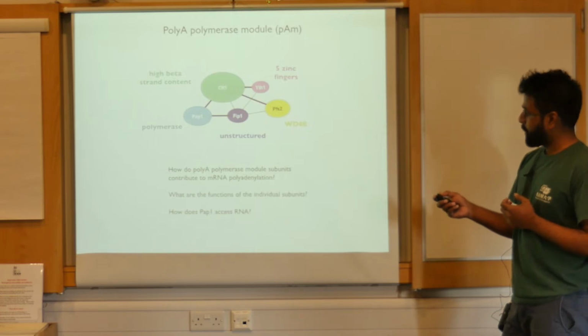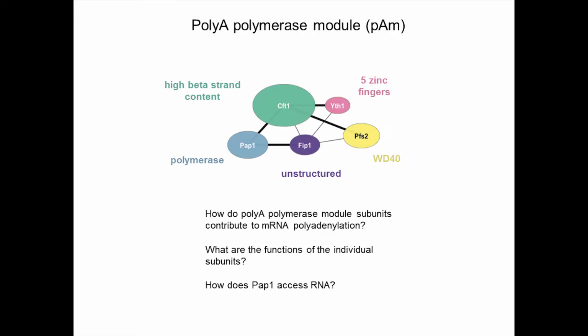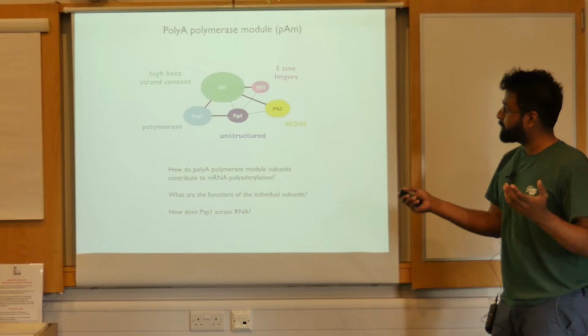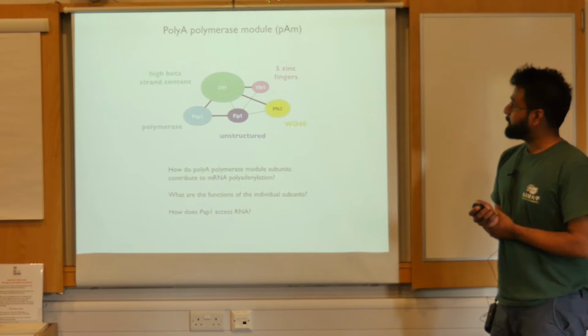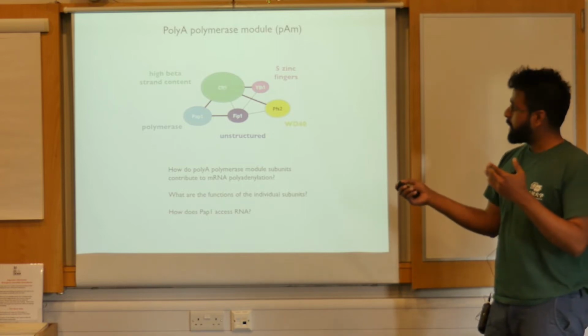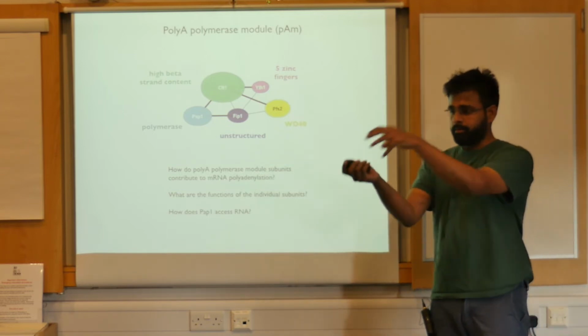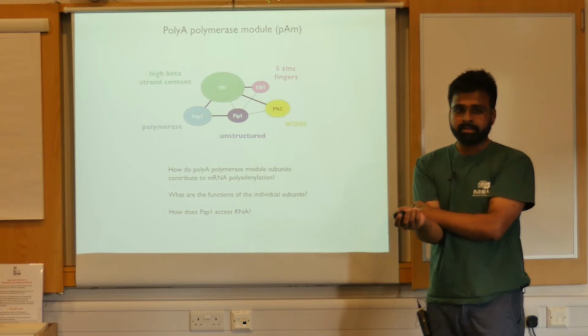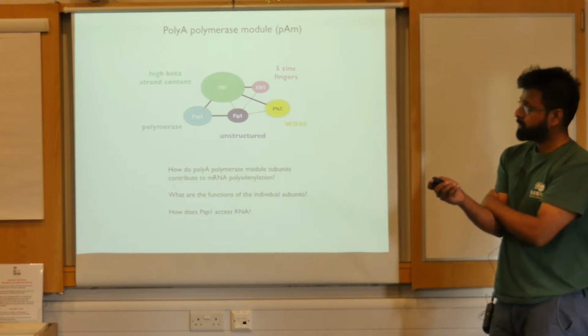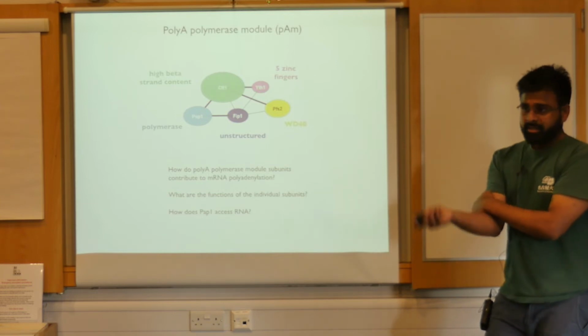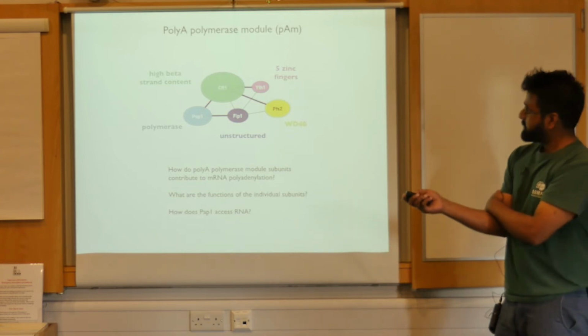What really interested me was that this PAP1 enzyme alone can add a PolyA tail to an mRNA. In such a scenario, I was really fascinated and curious about the existence of PAP1 along with a few other proteins. So I wanted to know what the functions of the other proteins were. And in the context of this whole complex, how does RNA bind, and how can PAP1 access the free end of an RNA to add PolyA tails? So we chose to take a biochemistry and structural biology approach to answer these questions.